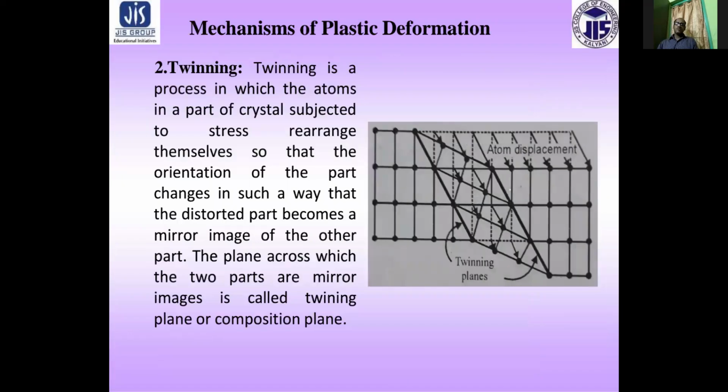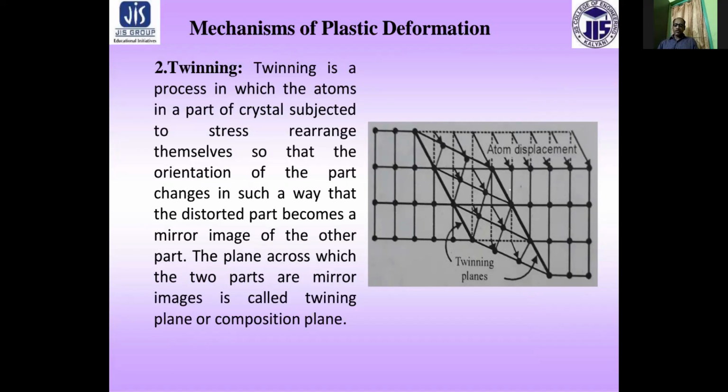Next is the mechanism of twinning. Twinning is a process in which the atoms in a part of a crystal subjected to stress rearrange themselves so that the orientation of the part changes in such a way that the distorted part becomes a mirror image of the other part. So as shown in this figure, a part of the crystal is just a mirror image of the other part.